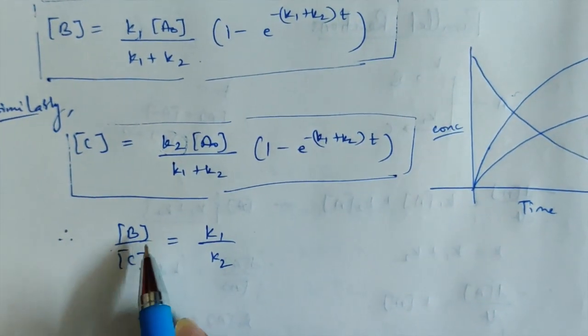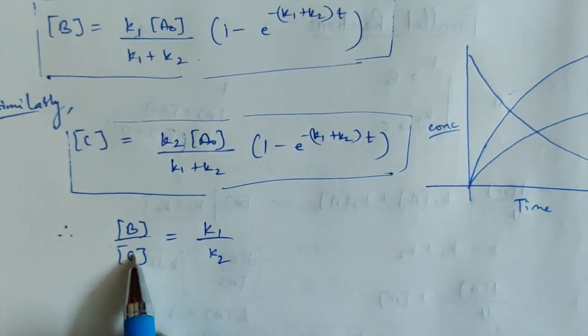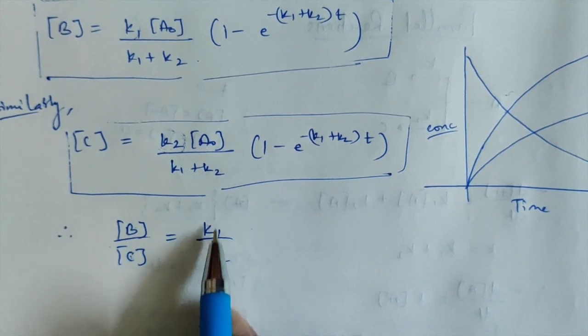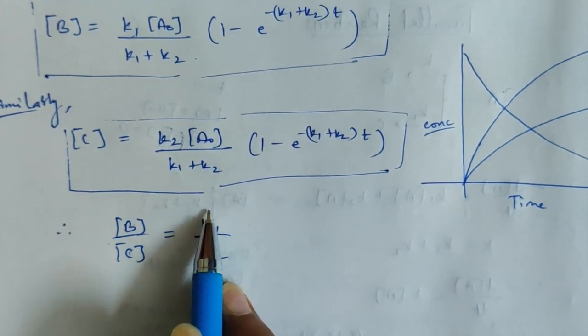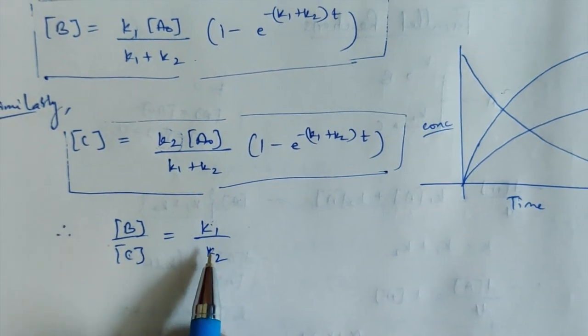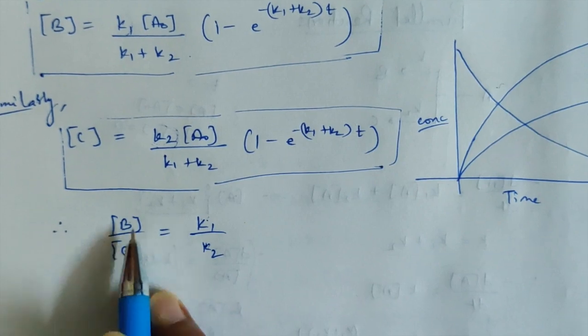Now there is one more relation between the concentration of B and C. The ratio of the concentrations of B and C depends upon the ratio of the rate constants K1 and K2. The more K1 you have, the more concentration of B you will have. The more K2 you have, the more C you will have. So it will be like that.